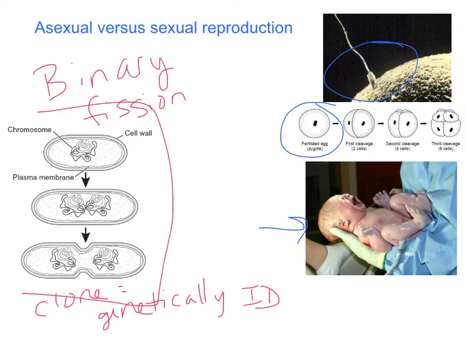But the offspring is different from the parents in sexual reproduction. It is a mix of the two parents, so it is not a genetic clone. It's genetically unique because of the combination from mother and father.